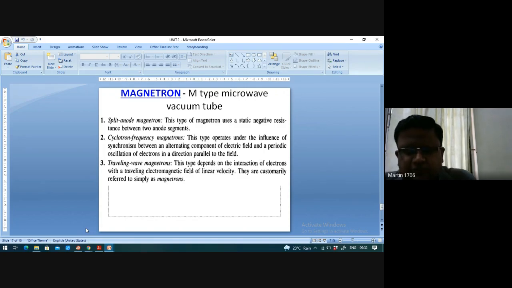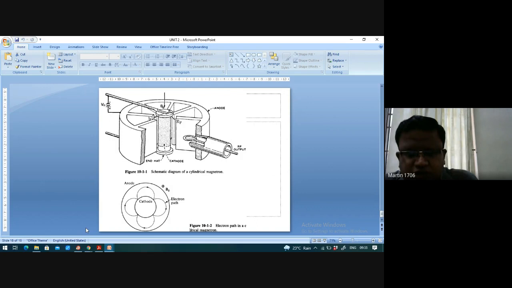Similarly, the cyclotron frequency magnetron influences the synchronism between the alternating component of the electric field and the periodic oscillations of the electron in a direction parallel to the rotation. The traveling wave magnetron depends on the interaction of electrons with a traveling electromagnetic field of linear velocity. This type of thing is called the magnetron. You can see the geometry, it will look like this. In previous classes I have shown one animation video of how that mechanism actually takes place.